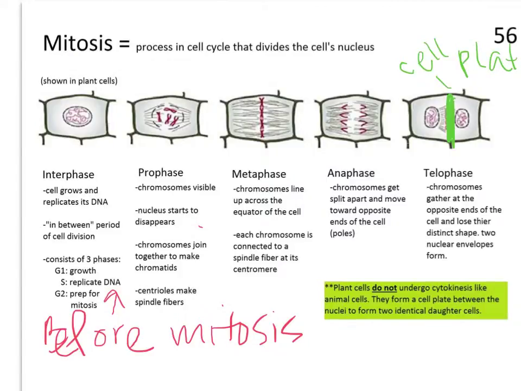And my apologies, this was supposed to go on 56 and 57, not 57 and 58. So again, interphase, the phase before, is called in-between phase because it's between replications. G1 is growth, S is replicating DNA, G2 is prepping for mitosis. Prophase, chromosomes are visible, nucleus disappears. Metaphase, chromosomes connect by centromere with spindle fibers, line up across the middle.